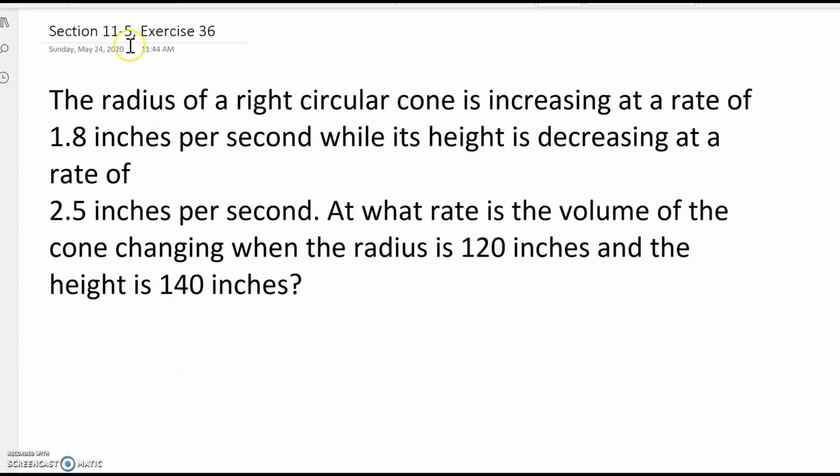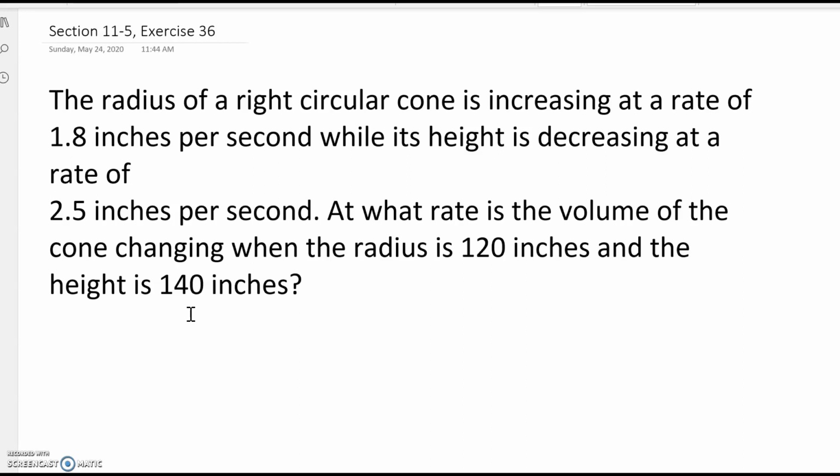This is exercise 36 in section 11.5, which is on page 787 if you want to follow along in the textbook. The radius of a right circular cone is increasing at a rate of 1.8 inches per second, while its height is decreasing at a rate of 2.5 inches per second. At what rate is the volume of the cone changing when the radius is 120 inches and the height is 140 inches? So first of all, this type of question should be familiar to you.